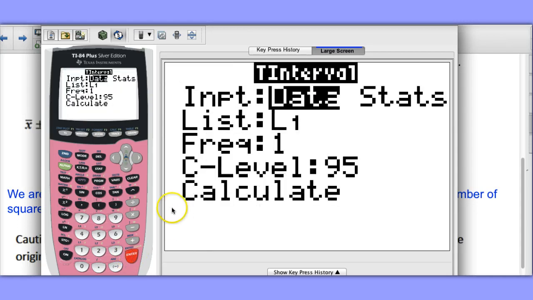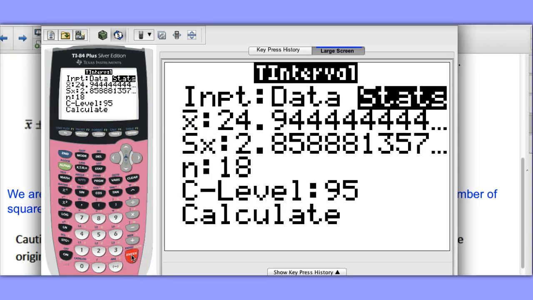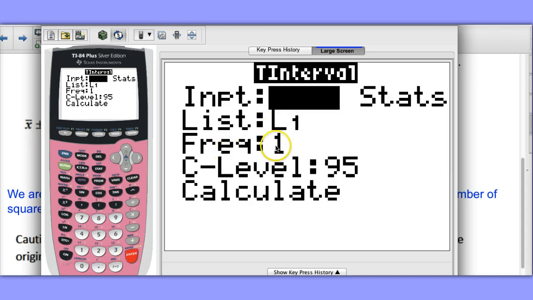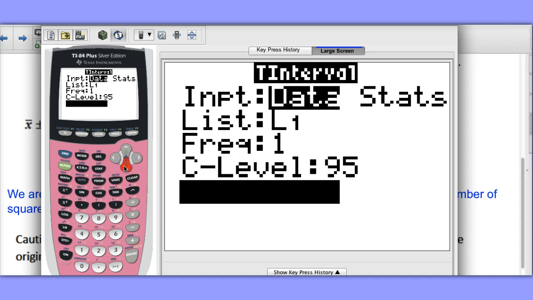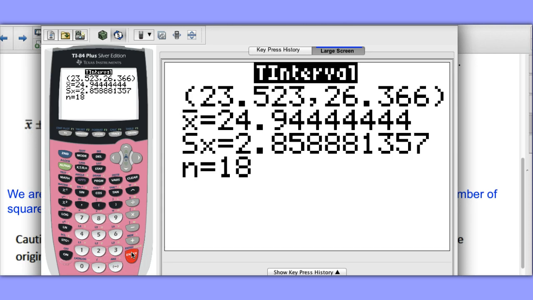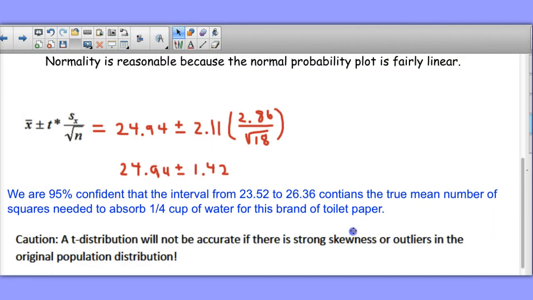And notice I have the option of using the data that's already in my calculator, which is in list 1, or if I didn't have the raw data, I could come in here and enter the statistics. Let's say data. The frequency is 1 because each value is entered in list 1 exactly once. And I'm going to say calculate. Notice that this is the same confidence interval that we got when we did the calculation by hand, 23.523 and 26.366.